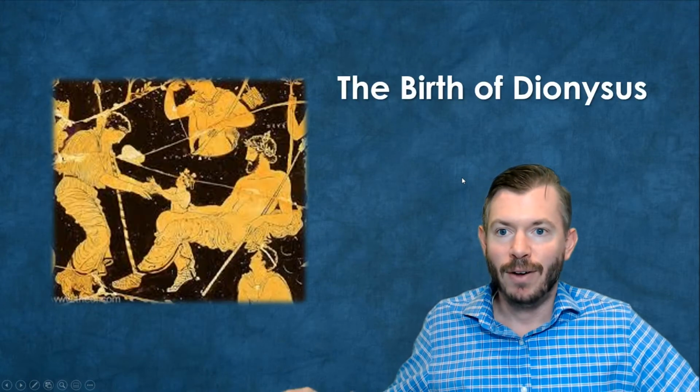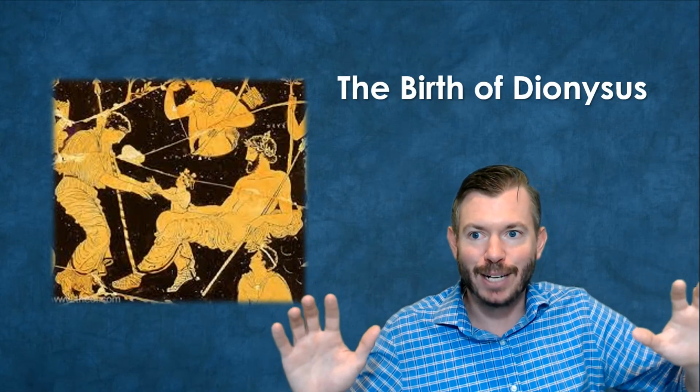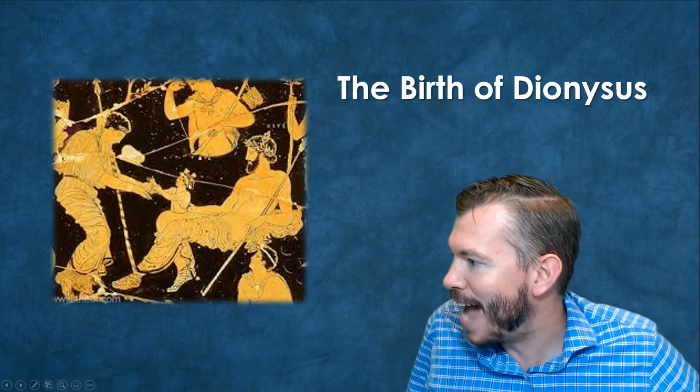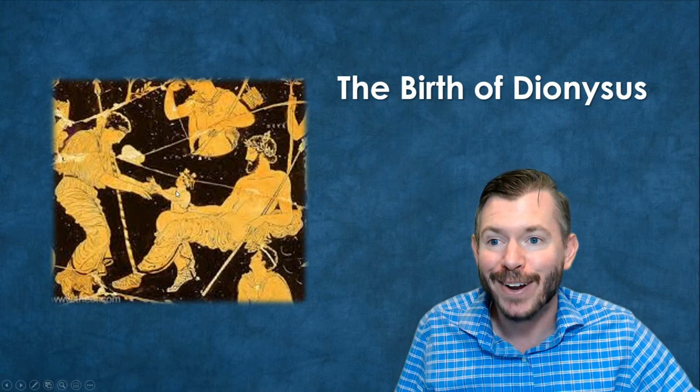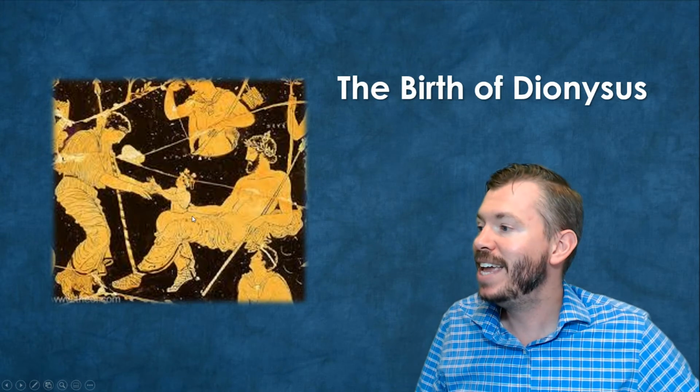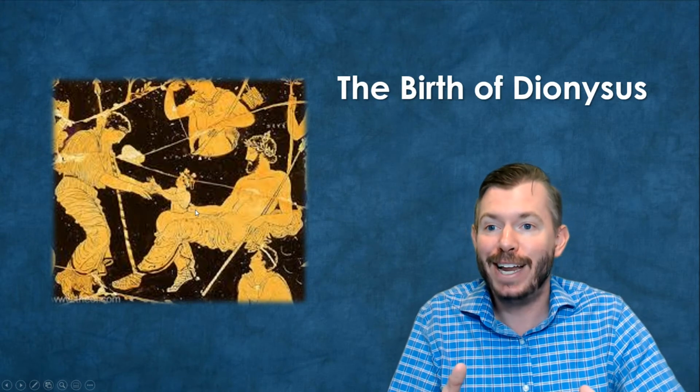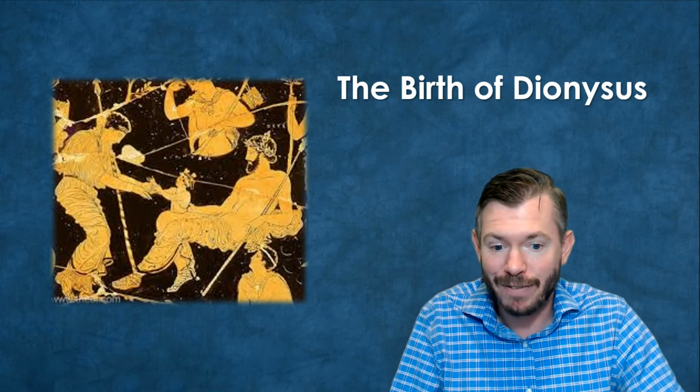Okay, back to Dionysus really quick. We talked about the birth. We got tiny little baby Dionysus coming out of Zeus's leg. Zeus was being a good father and rescued him from the fire. He was being a not so good husband, being a kind of good father.